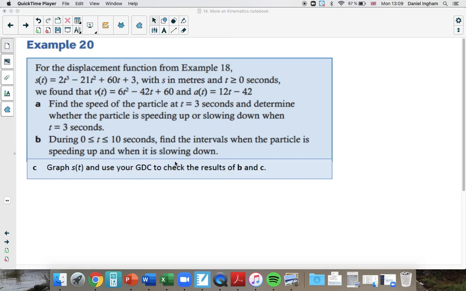Focus a little bit on acceleration. And we're going to look at the same example we looked at last time when we were talking about displacement and velocity. Okay, so this is the function showing the displacement, and basically the particle was moving left or right with this displacement function.